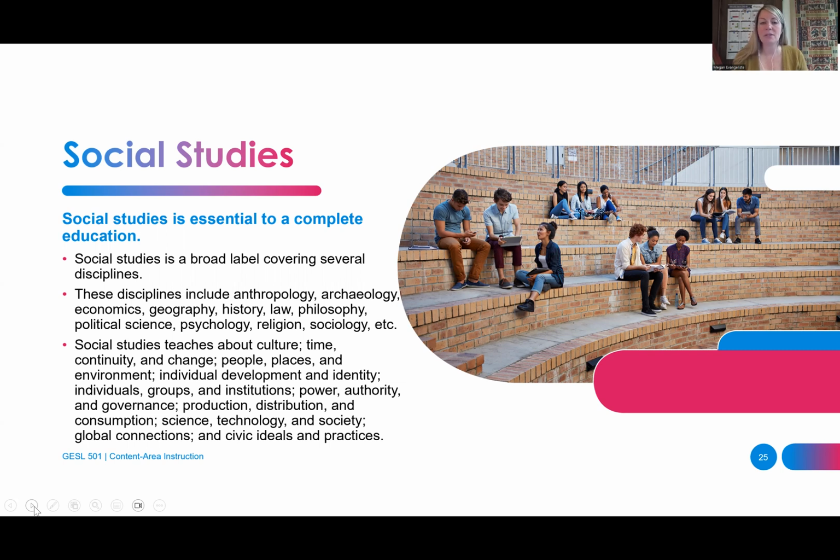So the disciplines of social studies include anthropology, archaeology, economics, geography, history, law, philosophy, political science, psychology, religion, and sociology. Social studies teaches students about extremely important topics: culture, time, continuity and change, people, places, environment, individual development and identity, individuals, groups, and institutions, power, authority, and governance, production, distribution, and consumption, science, technology, and society, global connections, and civic ideals and practices.